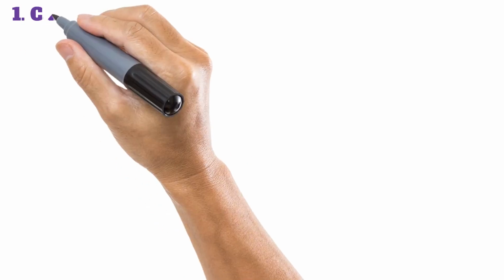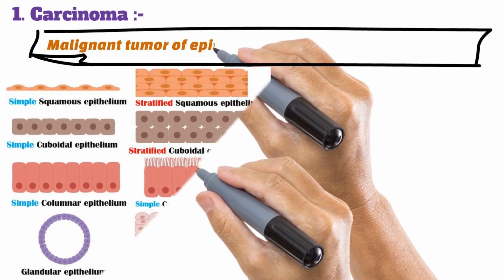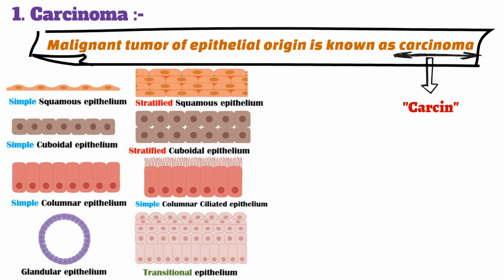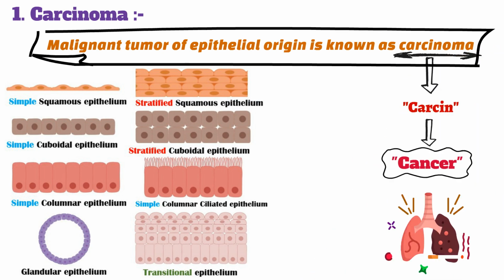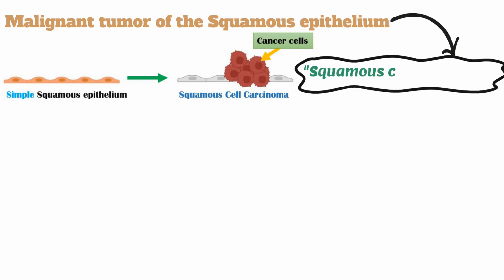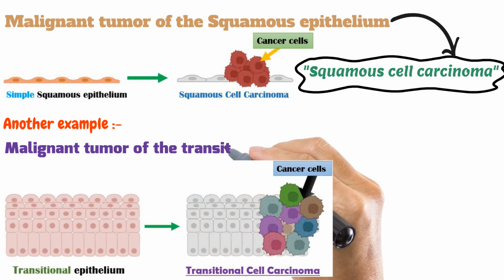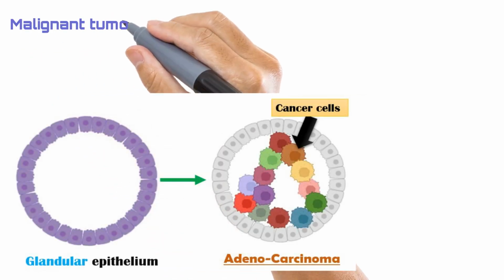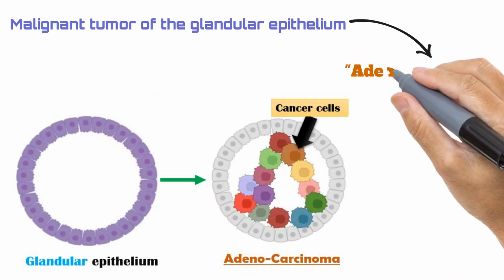First one is a carcinoma. Malignant tumor of epithelial origin is known as carcinoma. This carcinoma word is made by the word carcin, which means cancer. Here, it can be any epithelium like squamous epithelium, glandular epithelium or transitional epithelium. For example, malignant tumor of squamous epithelium is known as squamous cell carcinoma. Another example would be malignant tumor of transitional epithelium is known as transitional cell carcinoma and malignant tumor of glandular epithelium is known as adenocarcinoma.